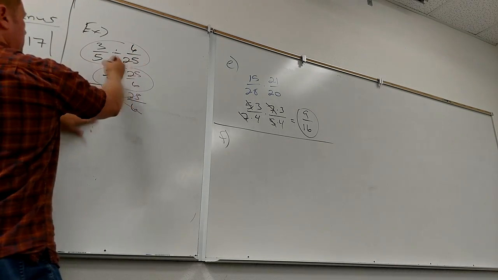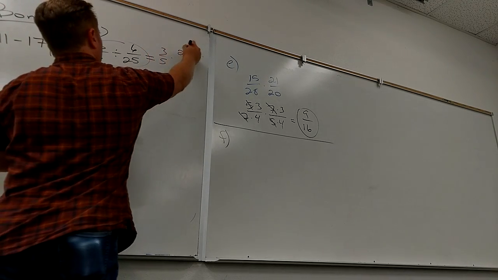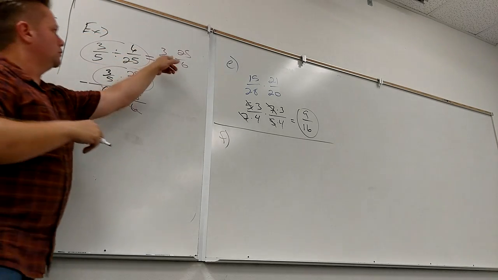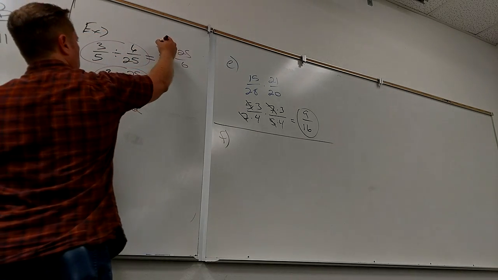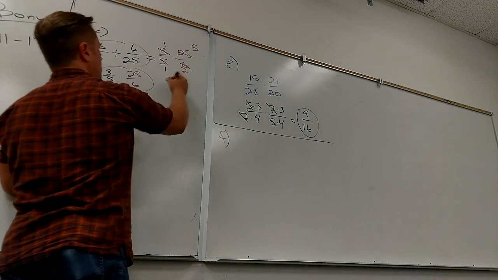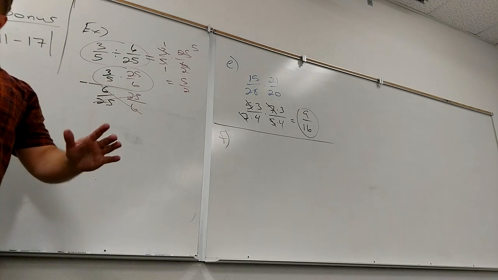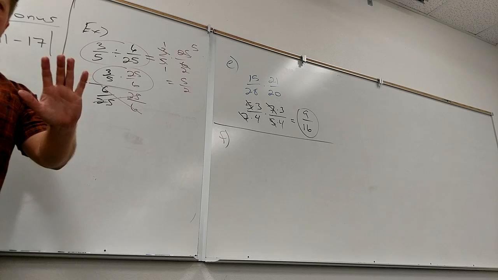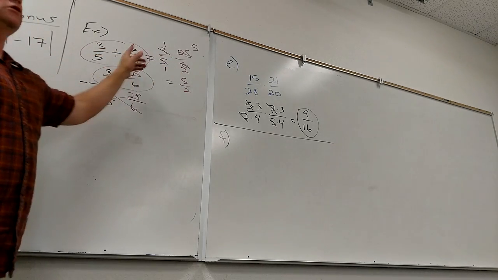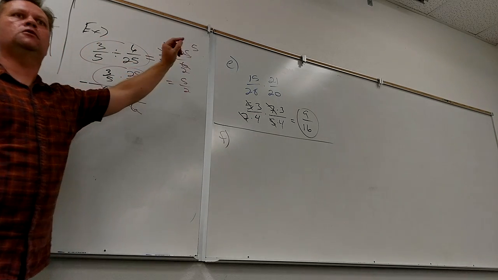So obviously, you would never do this. You would just immediately go 3/5 times 25/6. This is just me explaining why. Now what can I do? Exactly what we just did. 3 goes into 6 twice. 5 goes into 25. 5 times 5 over 2. Is that cool? Is that cool? So never do this. This is why this works. So what do you do when you have a division of fractions? You multiply by the reciprocal of the second dude. This is why.